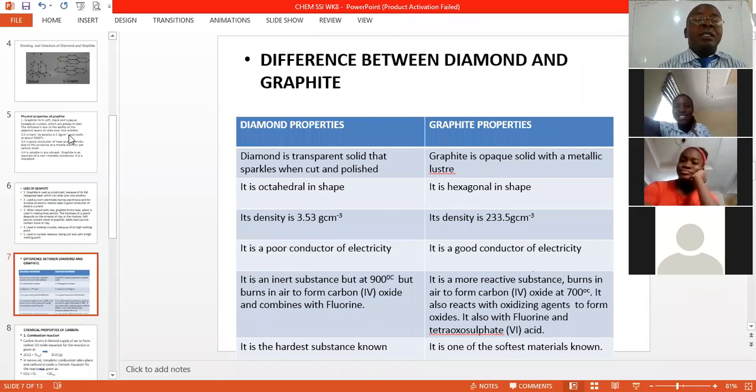You can see it. The density of diamond is 3.53 gram per cm cube. It has a high density. You know what density is all about, the heaviness of the material. While graphite has a density of, that should be a mistake there, that's 2.3. Please, you can correct it. That's 2.3 gram per cm cube. Then, diamond is a poor conductor of electricity, while graphite is a good conductor of electricity.